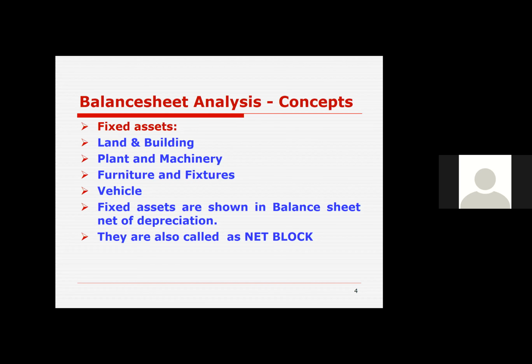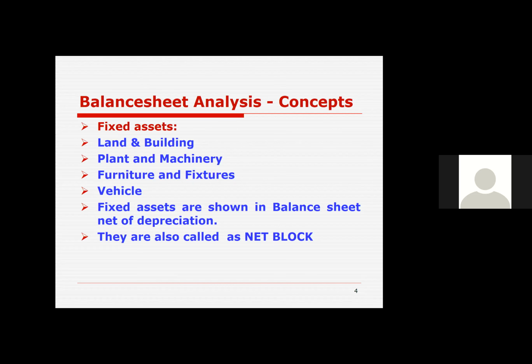So every year there will be a depreciation. The depreciation will be taken to the P&L, profit and loss account. So a net of depreciation only in the asset side, in the fixed assets, is shown. Net of an asset means after the depreciation is subtracted.